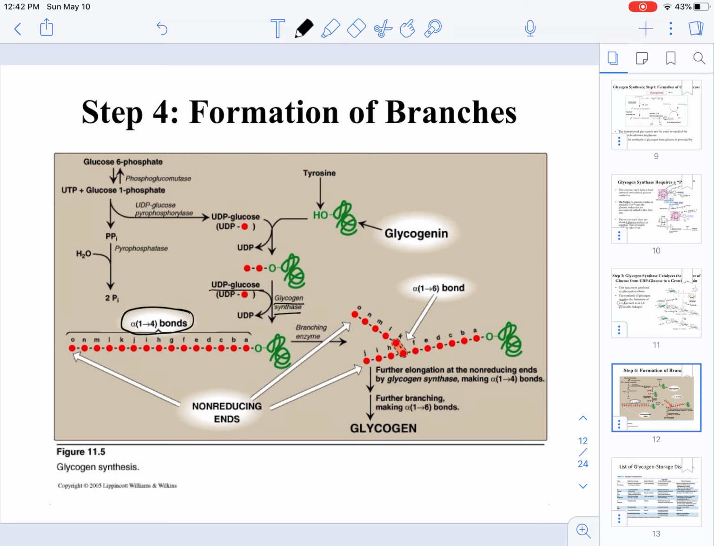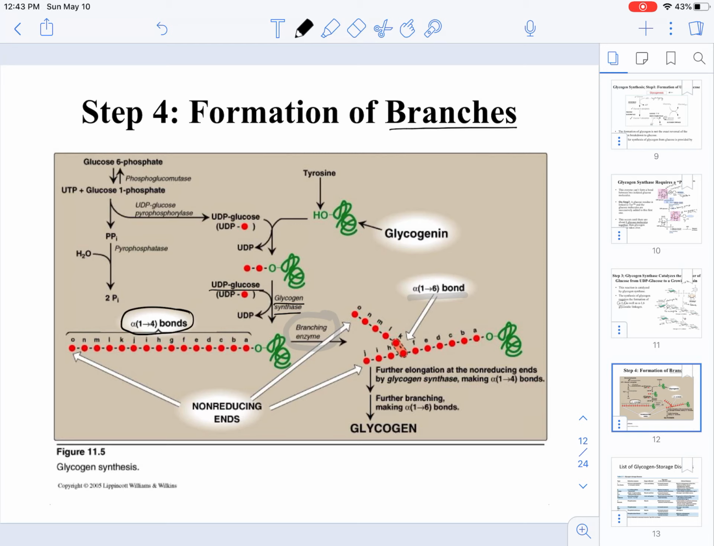So when it comes to the formation of branches, understand that what we are going to be utilizing are branching enzymes. What these branching enzymes are going to be doing specifically is, if we look at this residue in which we have a core strand of glucose molecules, they're all bonded together by alpha 1,4 bonds. The branching enzyme is going to take some of those residues and specifically make an alpha 1,6 bond.